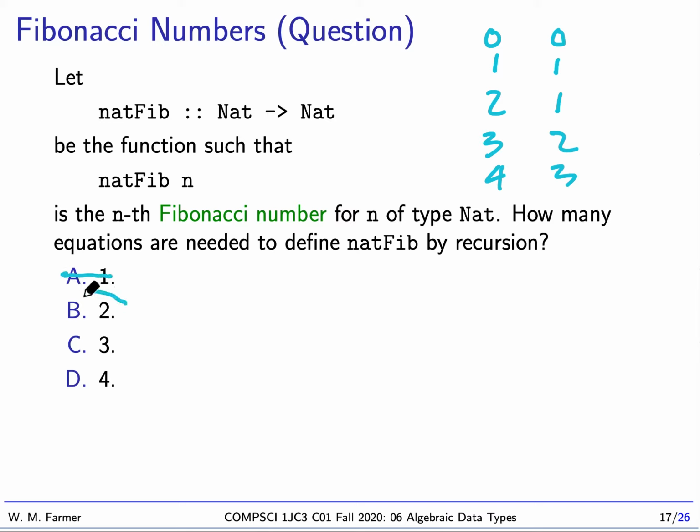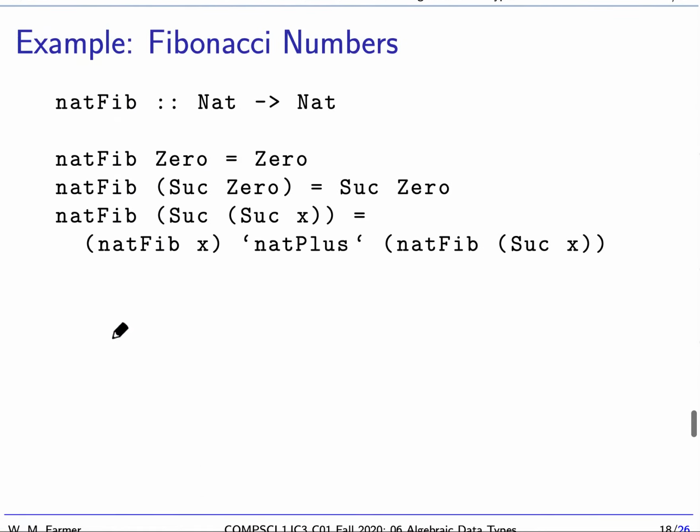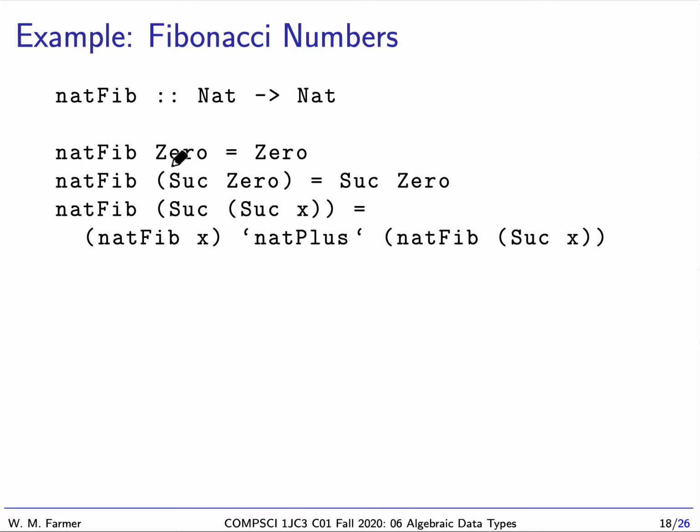So it could be 2, because we have two constructors, but that's not the case. We actually need 3. Here they are. I've already given you a glimpse of this. We have to define the first two cases. By these patterns, the 0th Fibonacci number is 0. The first Fibonacci number is 1. And then after that, if we have the successor of x, then we take the previous two Fibonacci numbers and we add them. That's how it's defined.